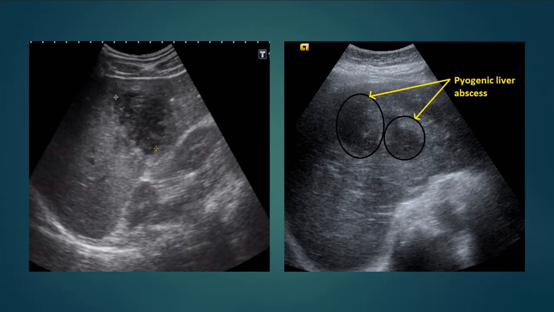So here we have our pyogenic liver abscesses. They're just very irregular. You could very easily confuse it with some type of solid mass as well. So we need to get a good, clear patient history, and we need to clinically be able to think through what the potential diagnosis could be.